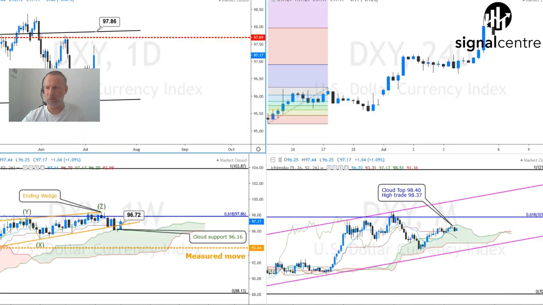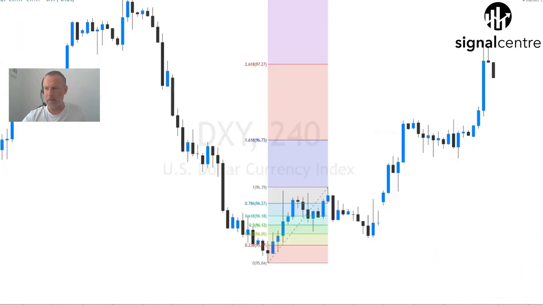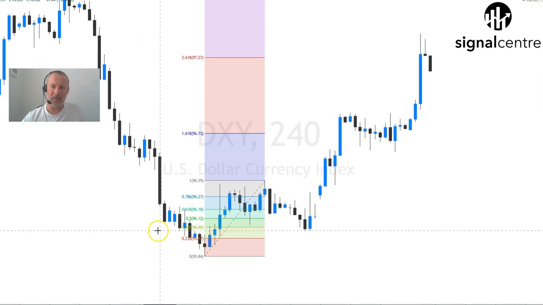Now, if we go to a shorter time frame, you've got to remember this is sort of for intraday and midweek analysis. This last move up in the dollar can be counted in 5 waves. So wave 1, wave 2, 3 and 4, and then up in 5. And we can see that we've stalled near this 261.8% extension level quite late on Friday.